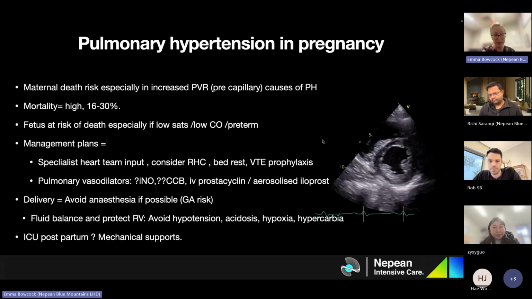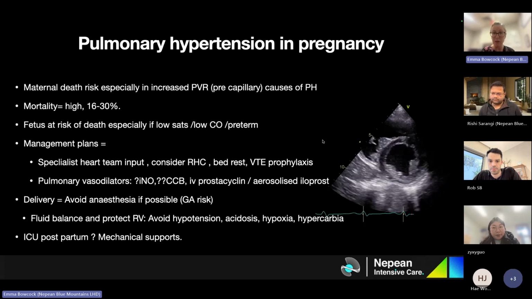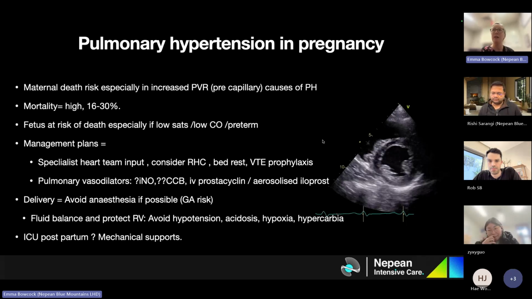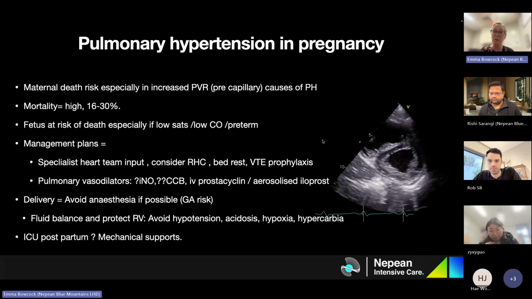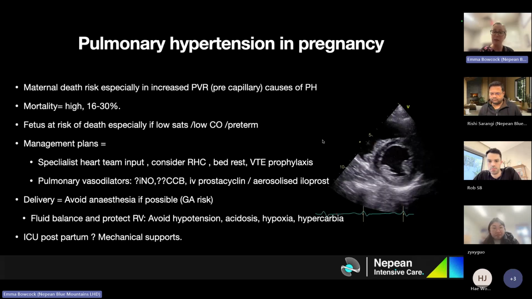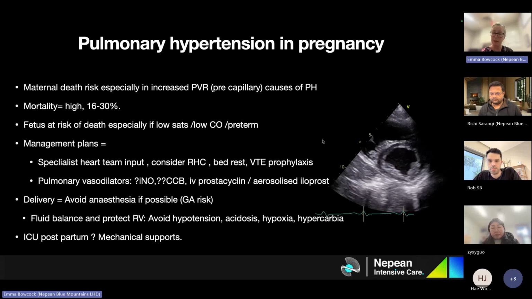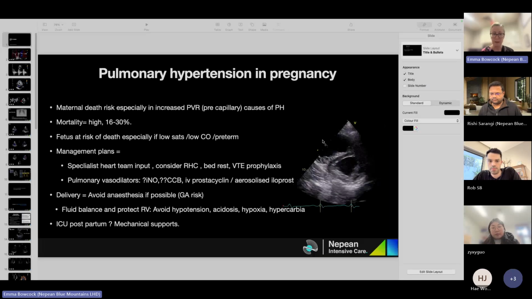And the guidelines actually recommend avoidance of pregnancy if you've got pulmonary arterial hypertension. And it's quite a sensitive topic, isn't it? But they recommend counselling for potentially considering termination of pregnancy. And that'll obviously depend on so many factors. But it's very, very sad.